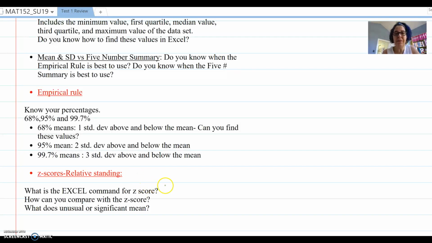And last, final thing, z-score. What do you need to know for the z-score? You need to know the mean and the standard deviation of the distribution, and you want to know the place of your data, how far your data is above or below the mean, right? Z-score doesn't have units. Also remember that. And what's the Excel command for the z-score? You also need to know that.